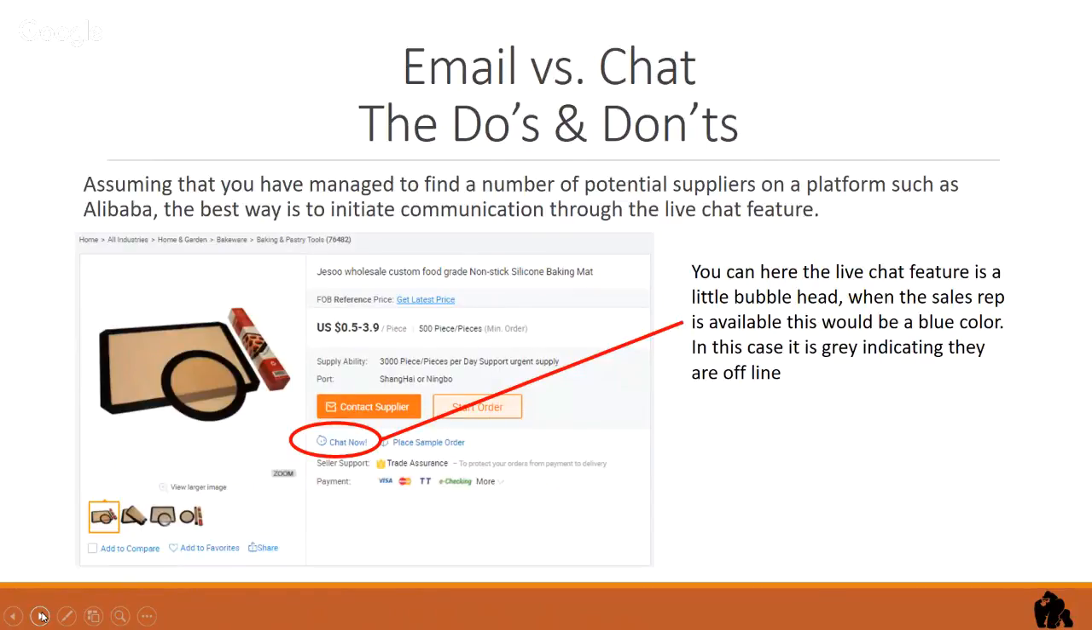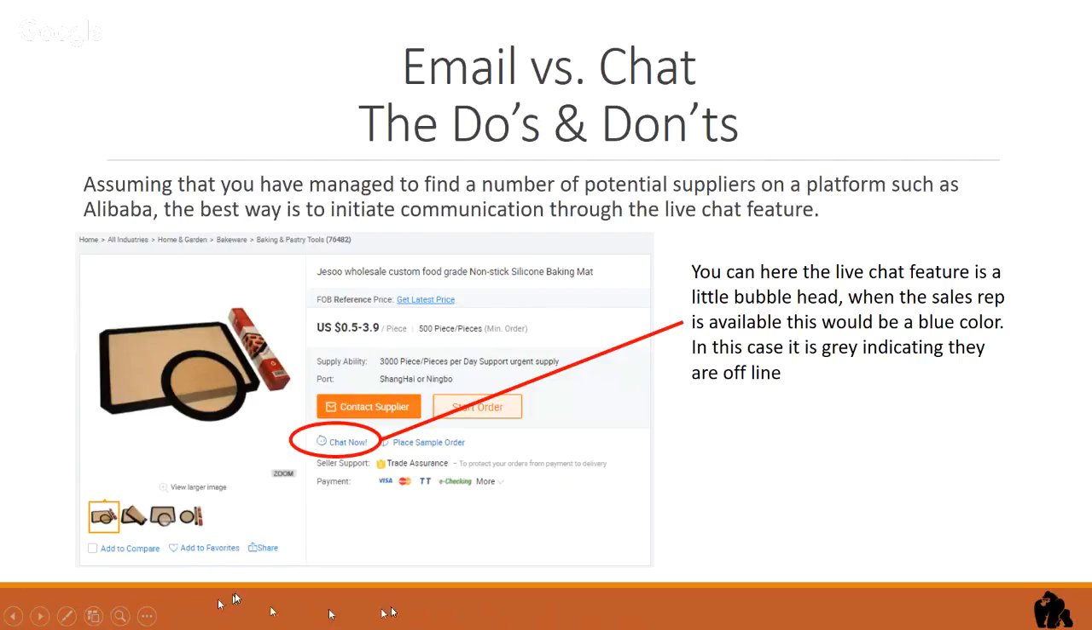Now, it's not an uncommon thing to actually go and find our products on a platform called Alibaba. So we're assuming at this stage you've actually found a number of potential suppliers, and you're actually talking with them. Now, the last thing you want to do is start with an email. That's the last thing you want to do. Really, you want to be starting with what we call chat, the live chat inside Alibaba itself.